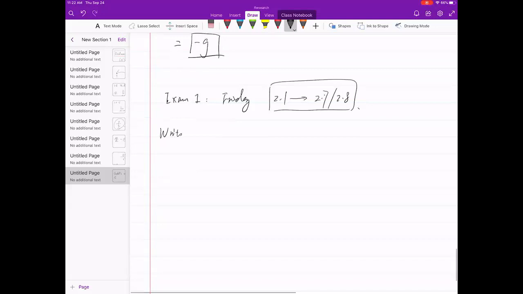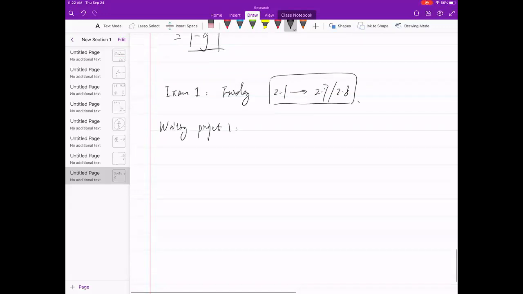Writing project. This is the first one. I made it due 1 week after the exam. The exact due date is on Canvas. So you can just focus on the exam for the next week and worry about this one later.